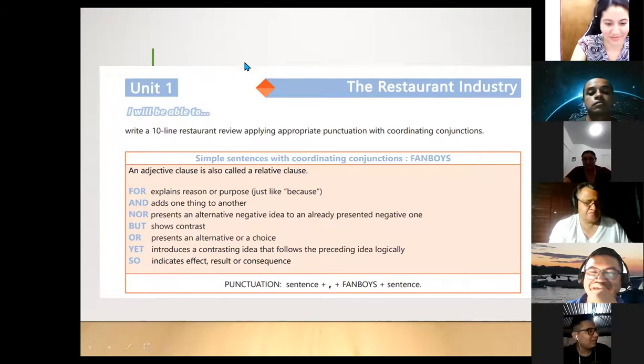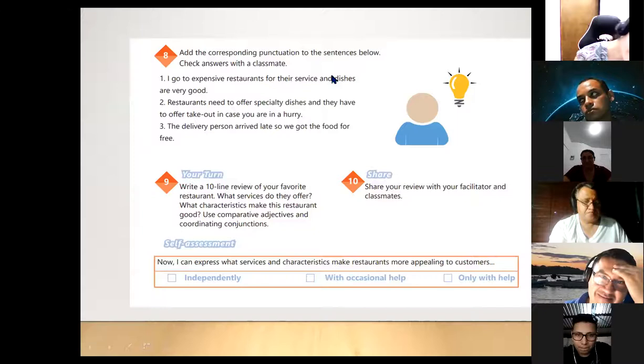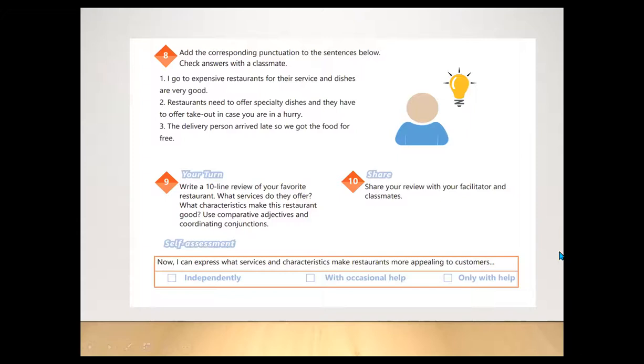Now we're going to go to the next indication. You are going to add the corresponding punctuation to the sentences below. This is to check if you have everything clear. Number one, Harbin, can you please read example number one? I go to the expensive restaurant for their service. Our dishes are really good. Okay. What is the punctuation here? What is missing here? A comma. Where are you going to place a comma?